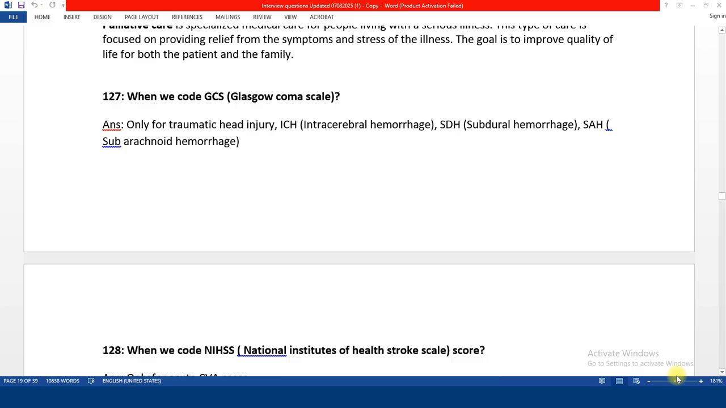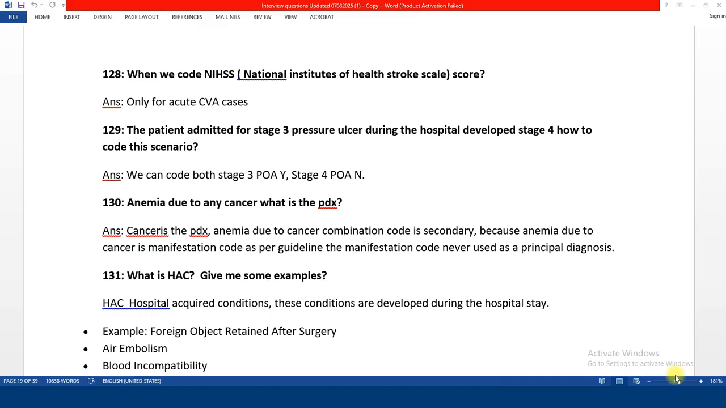Next one, when do we code GCS? GCS means Glasgow Coma Scale. So we will code GCS only for traumatic head injury, including ICH, intracerebral hemorrhage, SDH, subdural hemorrhage, and SAH, subarachnoid hemorrhage. Mostly we will use GCS, Glasgow Coma Scale, for traumatic head injuries. When do we code NIHSS, National Institutes of Health Stroke Scale score? So we will use NIHSS score only for acute CVA cases.